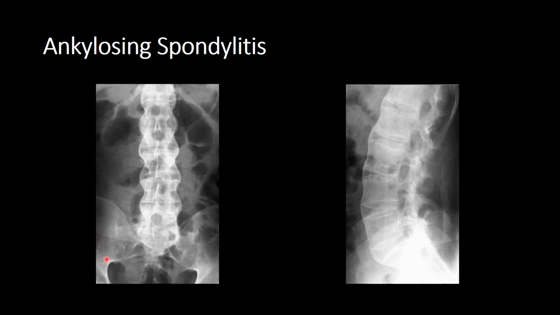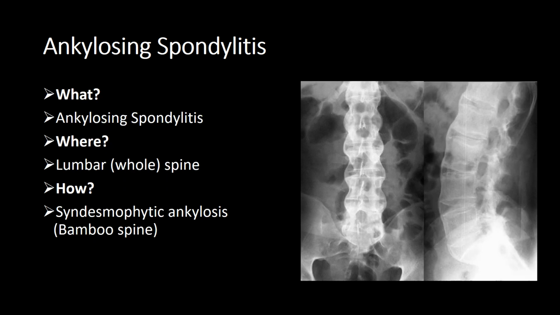Classically, what you're looking for initially are fusions of the SIJs. So when you're looking at your lumbar spine, always make sure that you look at your SIJs. Are they fused or are they visible? You can get what's referred to as the dagger sign, which is calcification of the interspinous ligament. So that's another indication of ankylosing spondylitis. So what is it? It's ankylosing spondylitis, where, to be honest, it'll be in the whole spine, but here there is syndesmophytic ankylosis, i.e. bamboo spine.